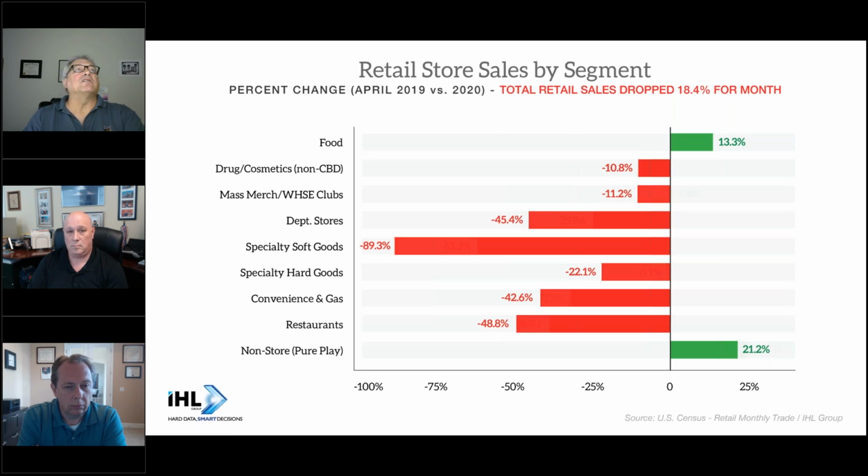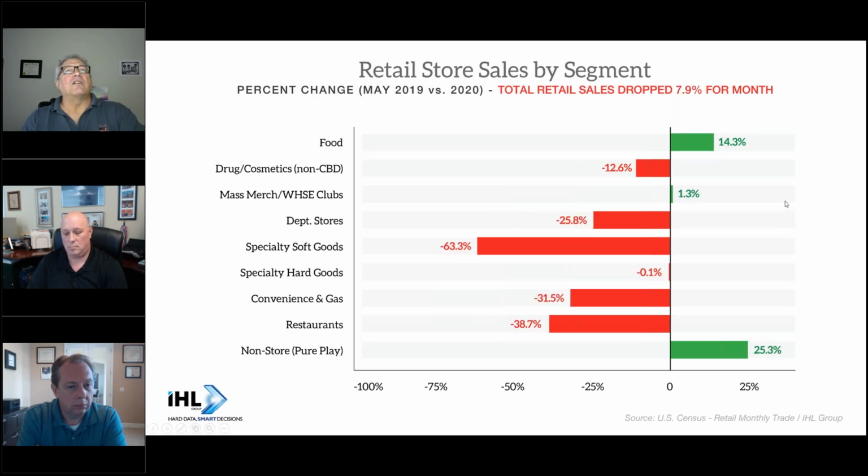As we move forward to May, things are starting to calm down just a little bit. You can see the red numbers are dragging back to the right a little bit, so they're getting closer to some semblance of normal. Pure play retailers, the e-commerce guys, are still growing by leaps and bounds, and food and grocery is still growing in a big way as well. Mass merchants are coming back. They've got positive growth now, but you look at drug and cosmetics, they're still in the negative area.